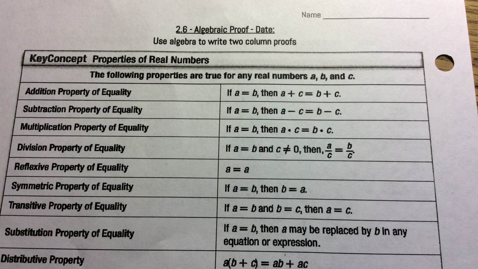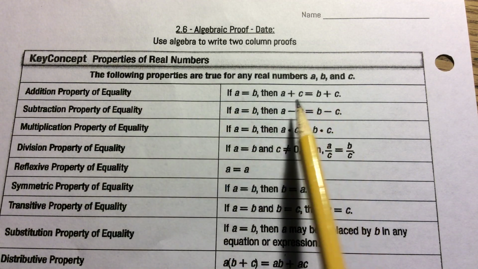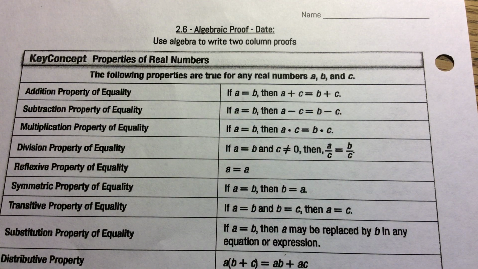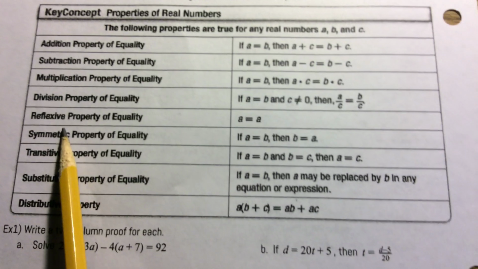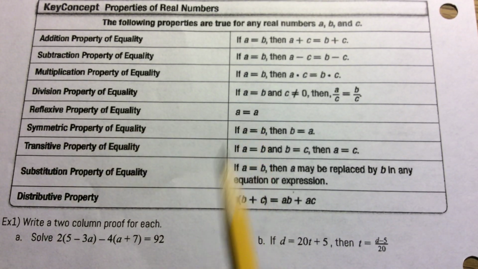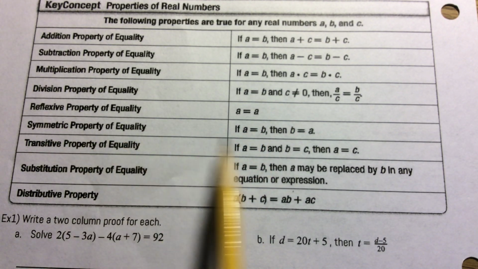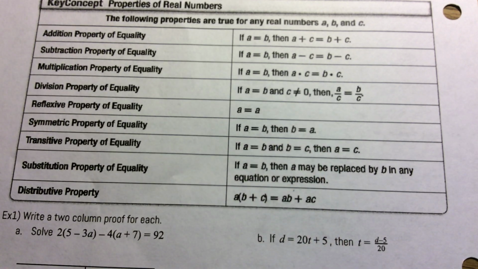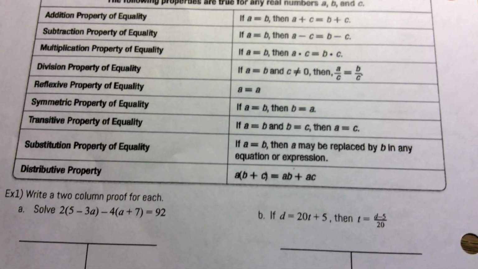So you have addition property of equality, which is adding the same thing to both sides. Subtraction, multiplication, division, same thing. The reflexive property is when anything is equal to itself. Symmetric is saying if A equals B, then B equals A. So just kind of like a mirror image of each other there. Transitive property, if A equals B and B equals C, then A equals C. And substitution is when you can just substitute one thing in for the other there. And the distributive property you've practiced as well.